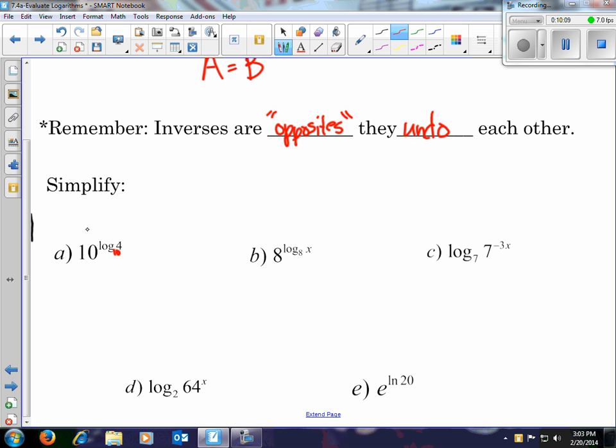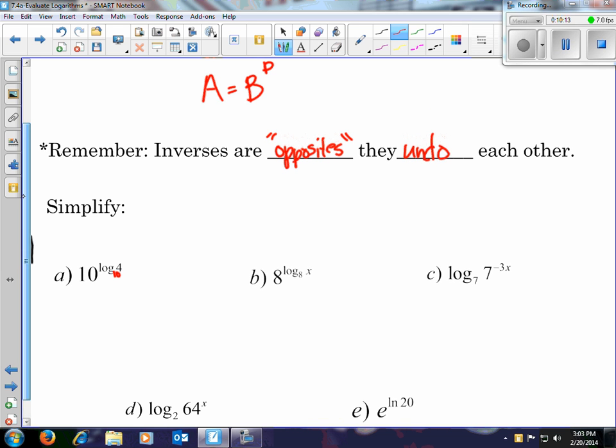Now, I'm going to try to make this match my A equals B to the P form. So I have my B to a power is equal to A. I know that I normally don't tell you to write equals when there's not an equals, but in this case we're going to do it just so I can show you the purpose of this. So now I have 10 to my power is equal to A, my power being log of 4.